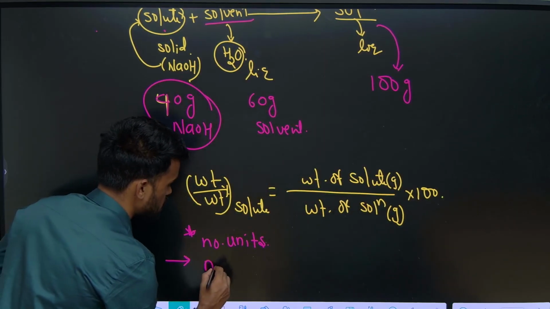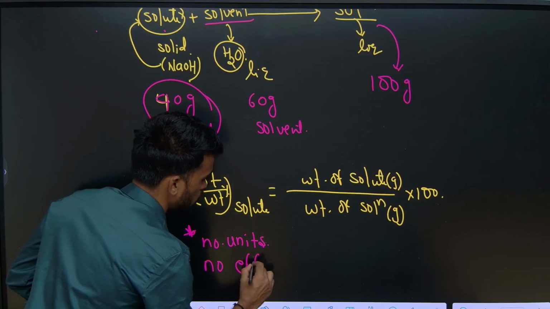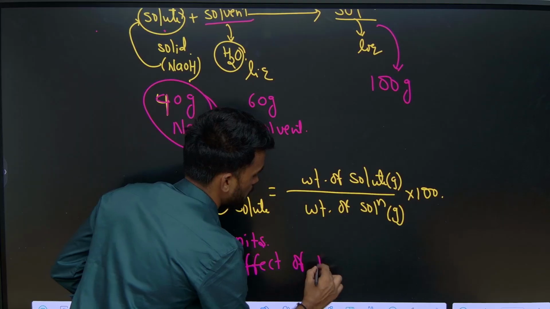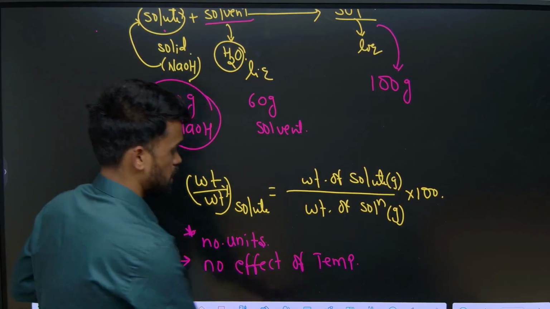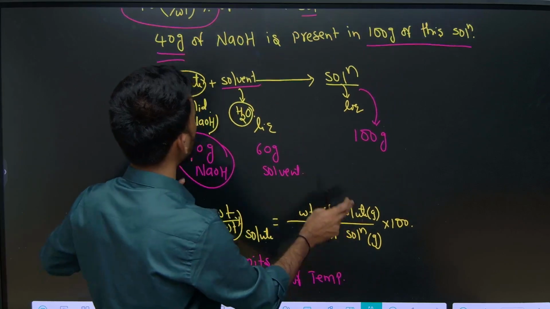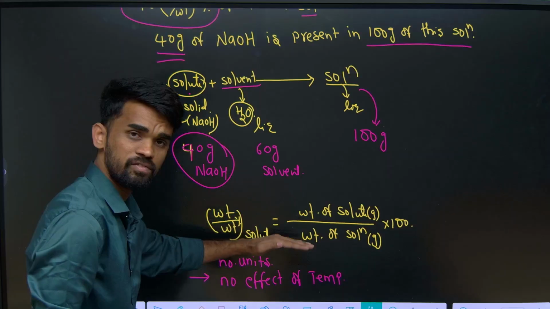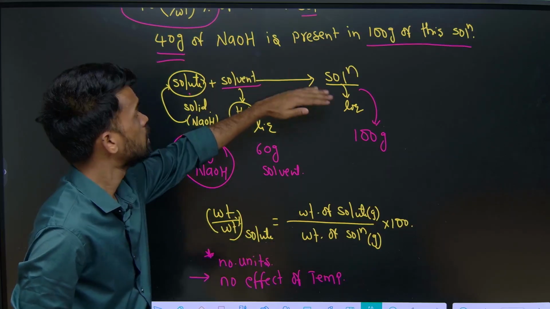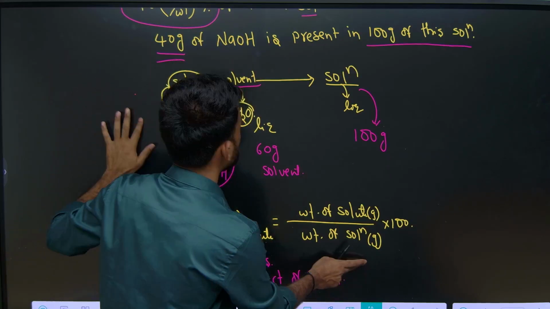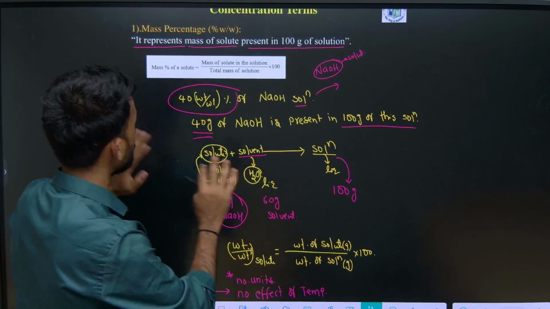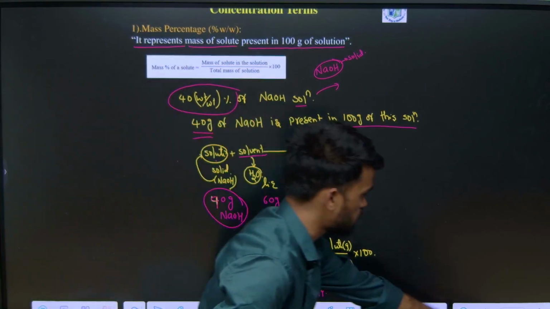So here you just write: no effect of temperature on weight by weight percentage. Okay, I hope this is clear. What is the formula we need to use and how to understand this? If I say 40% of NaOH, or any component or compound is given. Okay, I hope this is clear. First terminology is over.